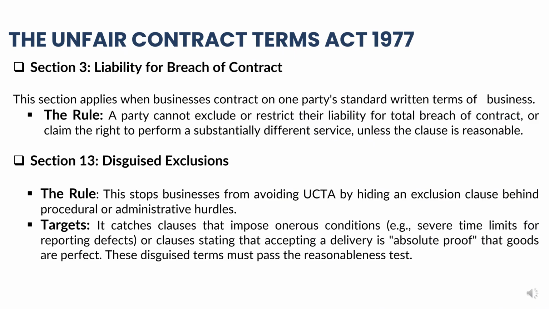This brings us directly to Section 13, which tackles disguised exclusions. To connect this conceptually, think of Section 13 as a statutory safety net. The rule here stops businesses from avoiding UCTA by hiding an exclusion clause behind tricky procedural or administrative hurdles. Instead of saying we are not liable, a disguised clause might focus on targets, like imposing onerous conditions, such as giving a buyer an impossibly severe time limit to report defects. Another common target is a clause stating that merely signing for a delivery acts as absolute proof that the goods are perfect. Section 13 catches these tricks and firmly dictates that these disguised terms must also pass the reasonableness test to be legally enforceable.